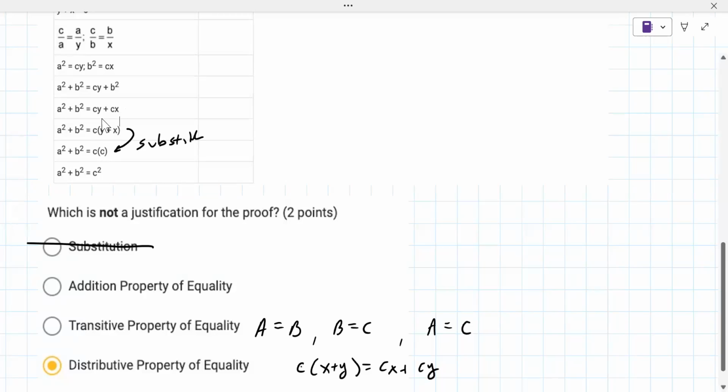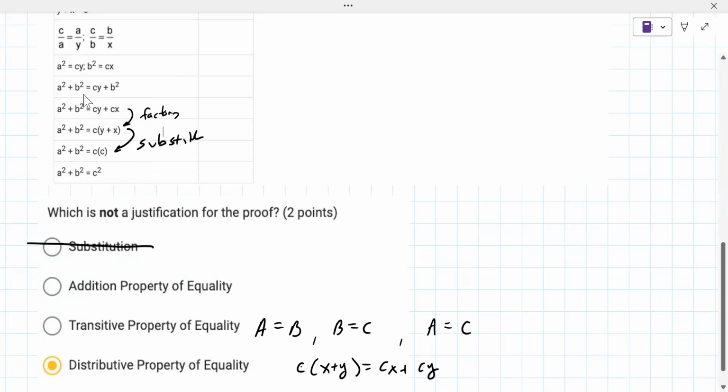See how there's a CY and a CX and you're factoring out the C in this step here to this step. I would call that factoring, but I would want to look at your book real closely, your notes, and see, did they call that distributive property because you're just undoing it? Or not? I really don't know. That's okay.